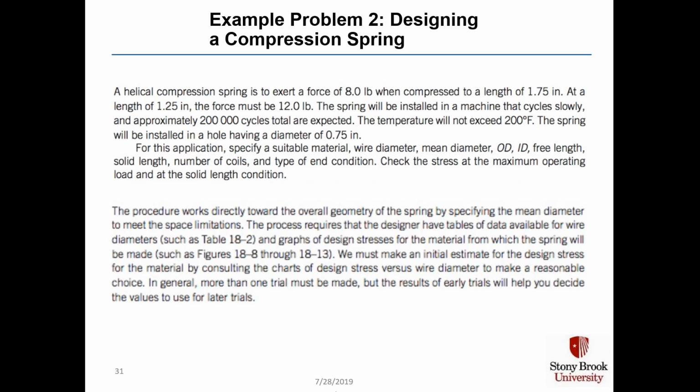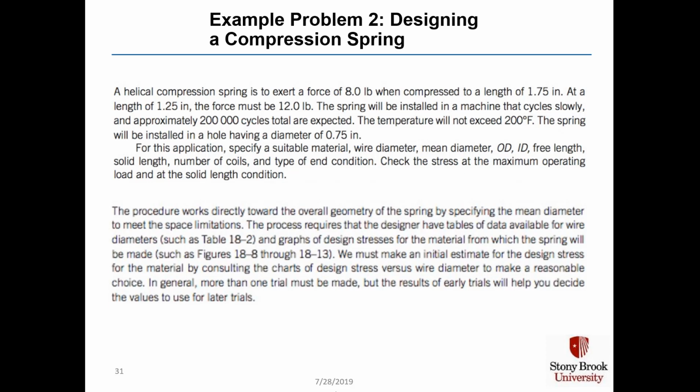The spring will be installed in a hole having a diameter of 0.75 inches, and for this application we want to specify a suitable material, wire diameter, mean diameter, OD, ID, free length, solid length, number of coils, and type of end condition. We will check the stress at the maximum operating load and at the solid length condition. The procedure works directly toward the overall geometry of the spring by specifying the mean diameter to meet the space limitations. The process requires that you have tables of data available for wire diameters, graphs of design stresses for the material from which the spring will be made.